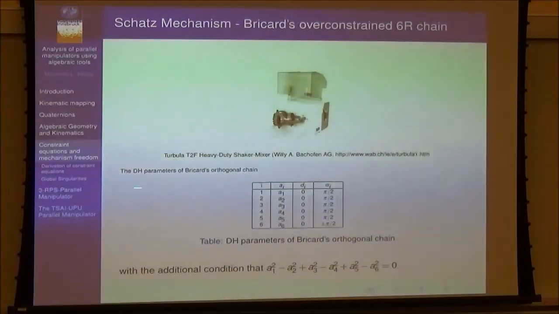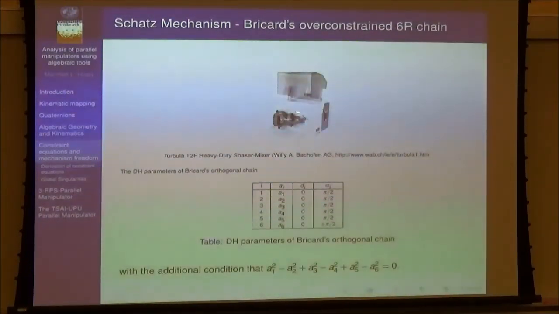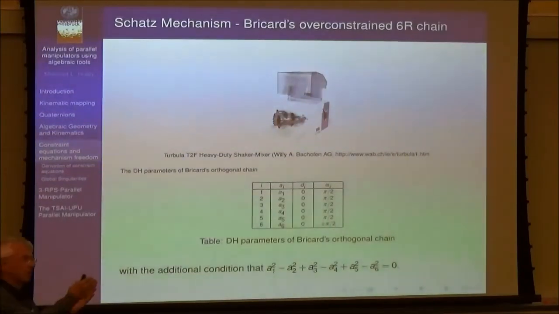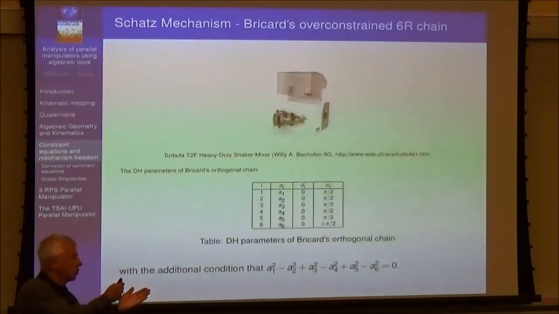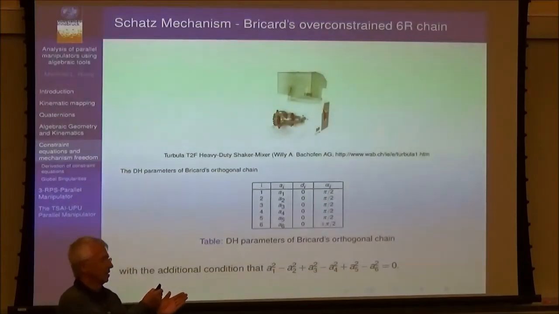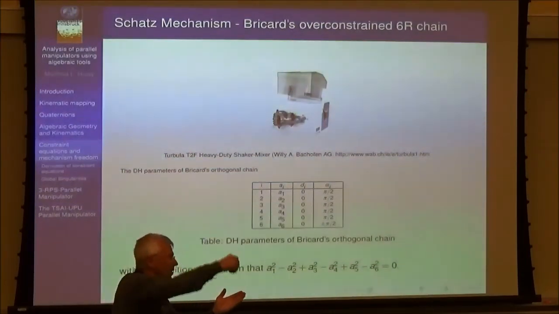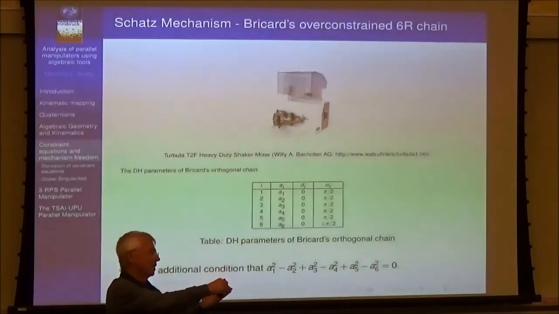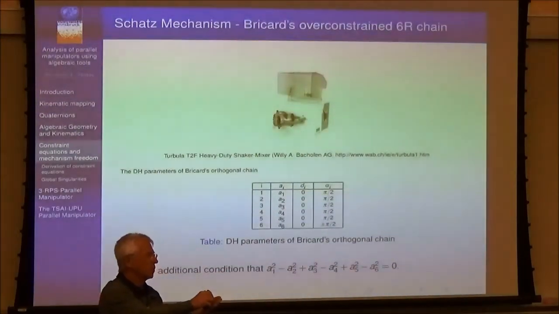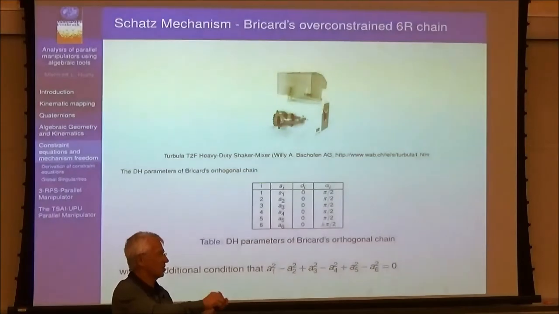There's another example. An over-constrained 6R mechanism, which even has some practical application. Heavy-duty shaker mixer from a company called Bachhofen in Switzerland. These are the Denavit-Hartenberg parameters of this closed 6R chain. A closed 6R chain, 6 revolute joints, and you close it like saying the gripper of your 6R manipulator is fixed at some point. Then in an industrial robot, we hope that this is a stiff structure now.